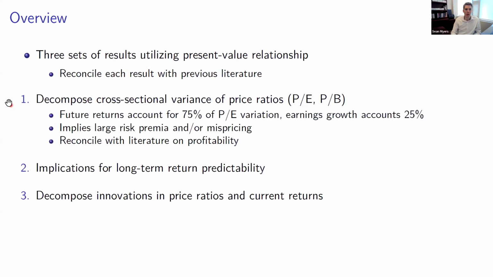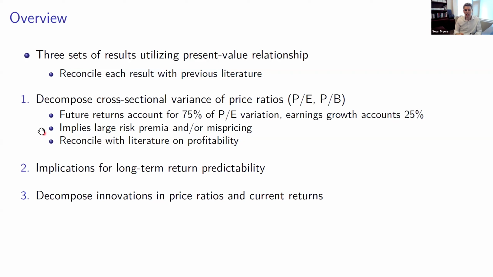So for the first exercise, we're going to focus on decomposing cross-sectional differences in price ratios, both price earnings ratios and price book ratios. The main result here is that future returns account for 75% of all price earnings ratio variation, whereas earnings growth only accounts for about 25%. Rephrased, growth stocks do have higher earnings growth than their peers, but it's only enough to justify about a quarter of the difference in PE ratios. The other three quarters comes from high PE ratio stocks having lower returns than their peers.